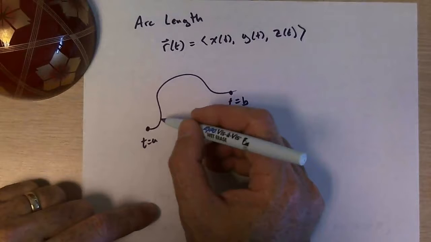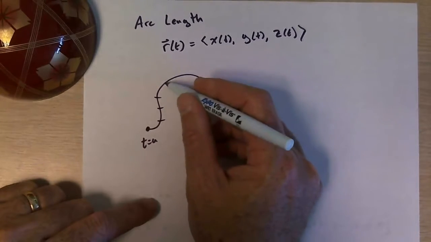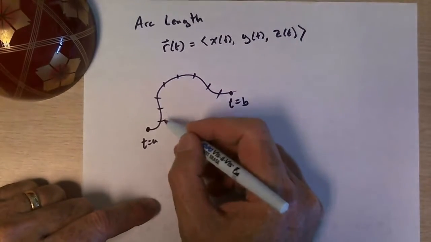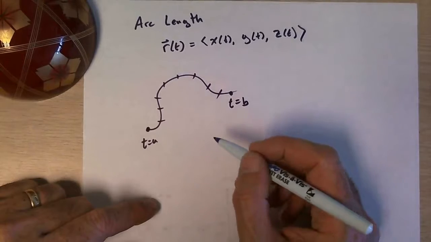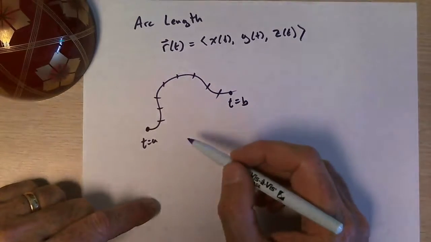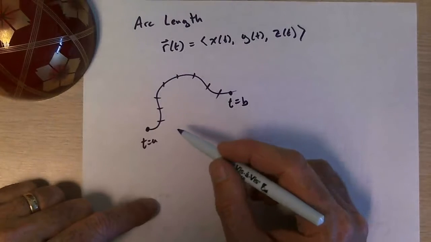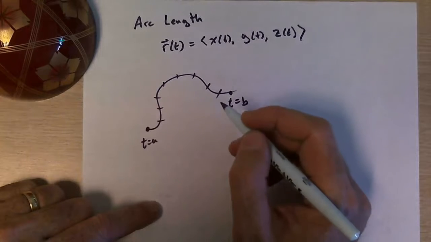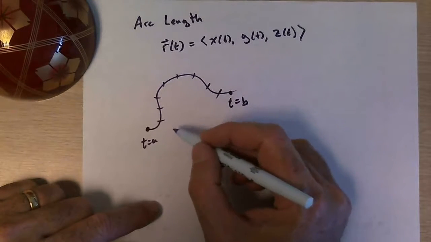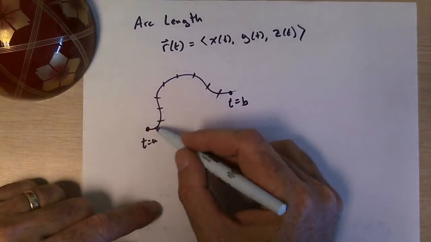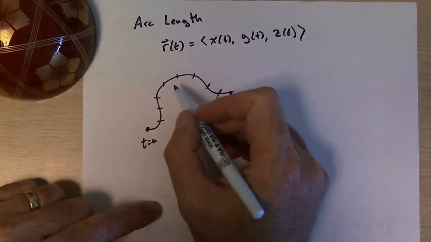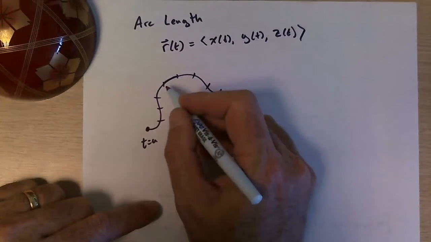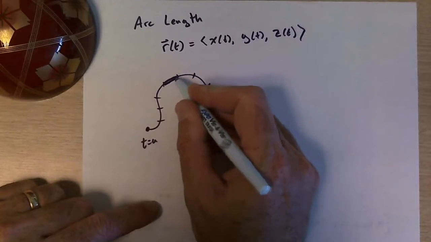And in typical Calc 2 fashion, we do this by cutting it up into a bunch of little pieces, estimating the length of each piece, and then adding up all those estimates to get an estimate of the total length. Then you cut it up into a larger number of pieces so that each piece is smaller, and see what we get. As we do that again and again with more and more pieces, we get better and better approximations. The thing is, each of these little bits of arc can be approximated by a straight line.